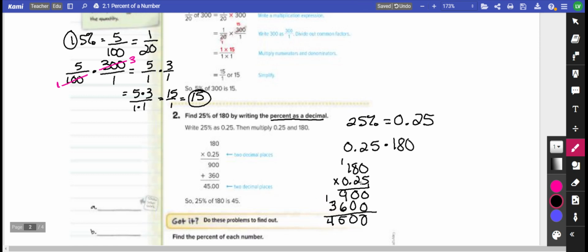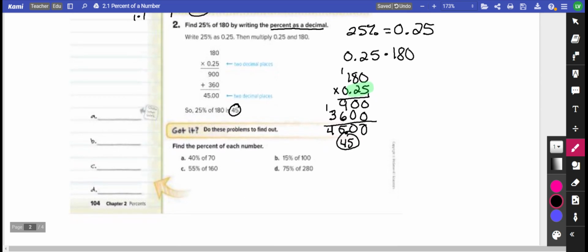4,500. Well, I have two numbers that are to the right of the decimal place right here. So that means that I need to have two numbers to the right of the decimal place in my answer. So that means my final answer is 45, which is the same thing as their work. Got it? Well, we're going to go ahead and find out.